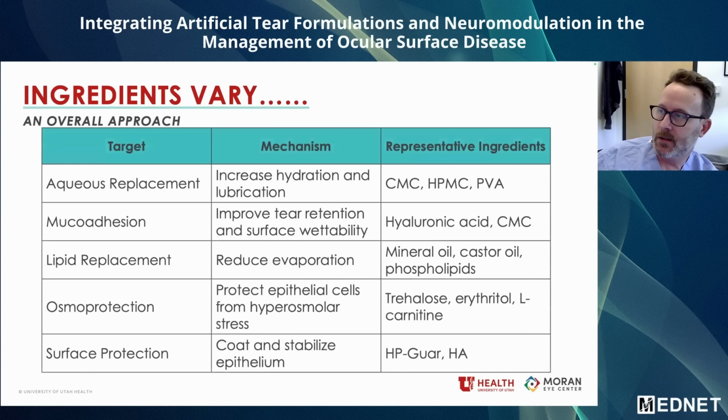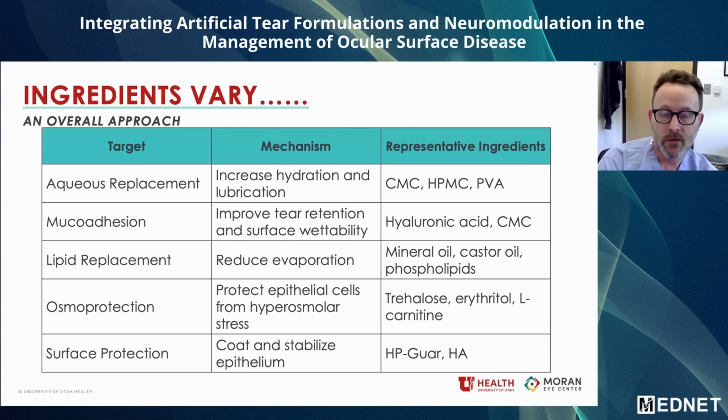And if you look at a list of artificial tears, which I'll give you in a second, you're going to see that there's different combinations among all those artificial tears. But looking at artificial tears in a general way, think of the mechanism of their disease and what you're trying to fix. Are you trying to just replace their aqueous? Do they have meibomian disease and you're trying to replace their lipids?